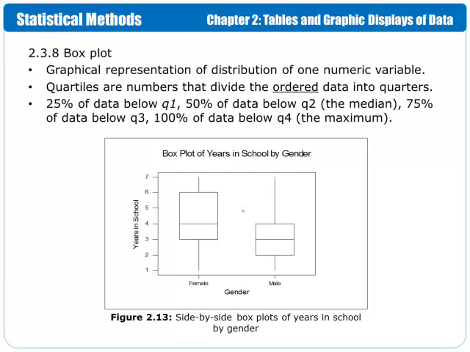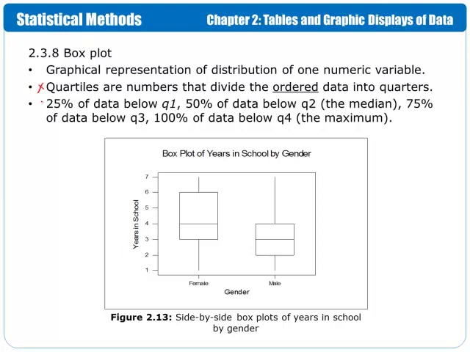A box plot is a graphical representation of a distribution of one numeric variable. Quartiles are numbers that divide the ordered data into quarters. So, for example, 25% of a set of data is below the first quartile. 50% of that same data are below the second quartile. The second quartile is also called the median. 75% of the data are below the third quartile, or Q3, and 100% of the data are below the fourth quartile, which is the maximum.